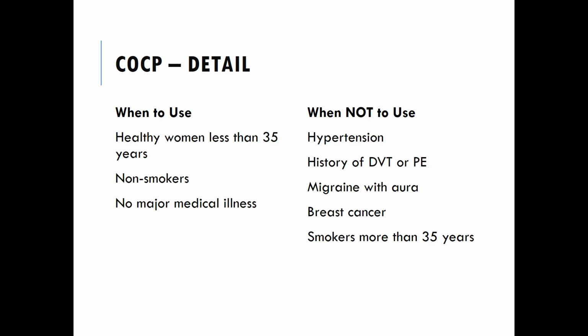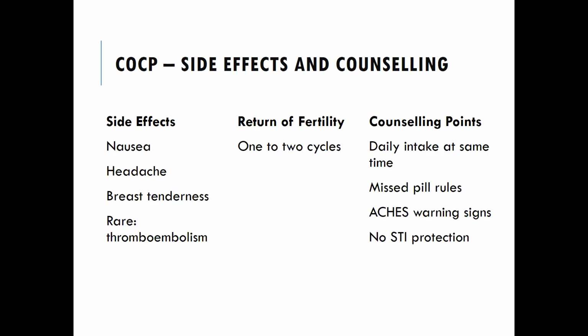When not to use: when she has hypertension, when she gives a history of deep venous thrombosis or pulmonary embolism, she has migraine with aura, breast cancer, or is a smoker with age of more than 35 years, then this method, combined oral contraceptive pill, is contraindicated with all of these symptoms and signs. Side effects include nausea, headache, breast tenderness, and rarely it can also lead to thromboembolism.